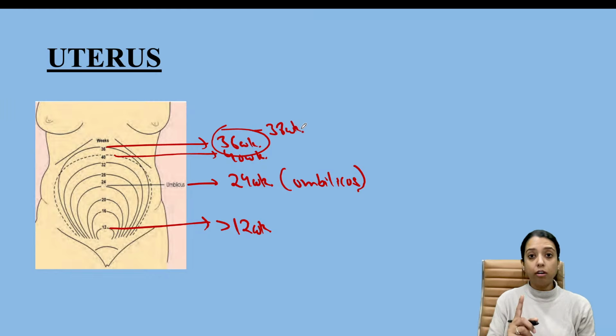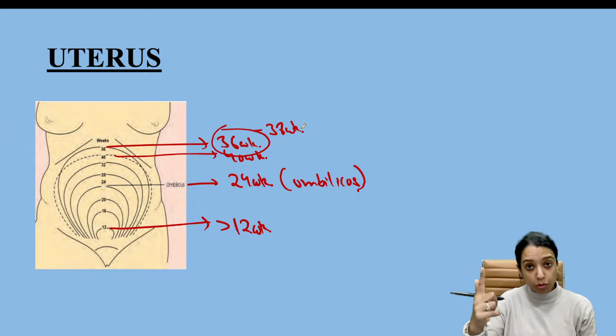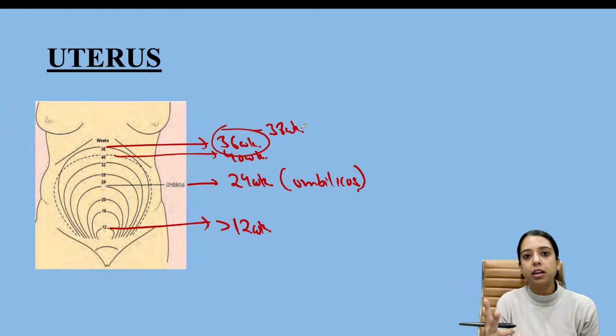It becomes an abdominal organ at 12 weeks. It reaches the umbilicus at 24 weeks. It reaches the xiphisternum at 36 to 38 weeks. Okay?